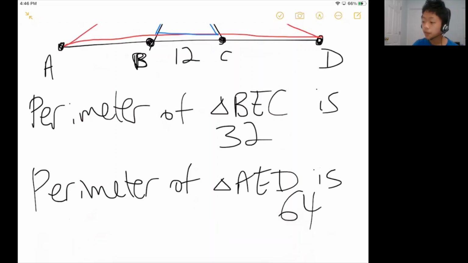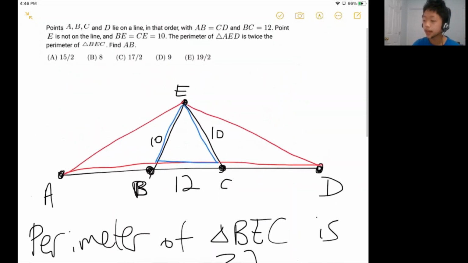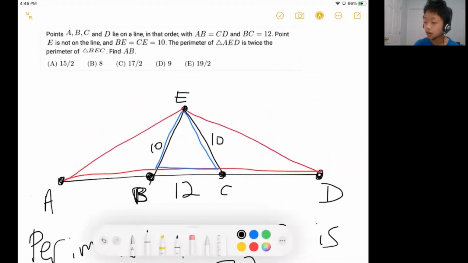The question asks, what is the length of AB? So let's call AB equal to X. We know that AB equals CD, so let's also call this X. And by symmetry, AE is going to equal DE, right? Because E is in the center of everything, BE equals CE, and A and D are also symmetric. So we know AE and DE are going to be equal.